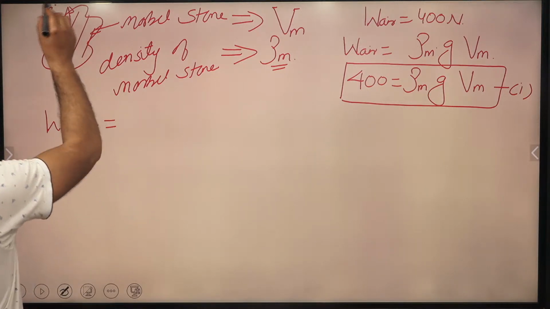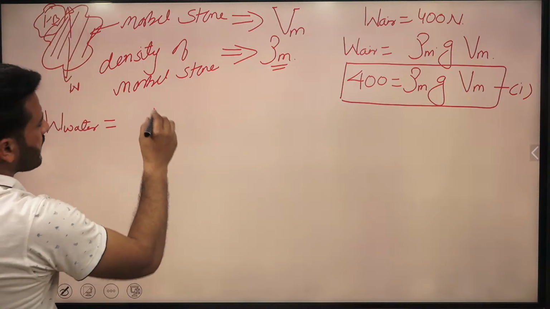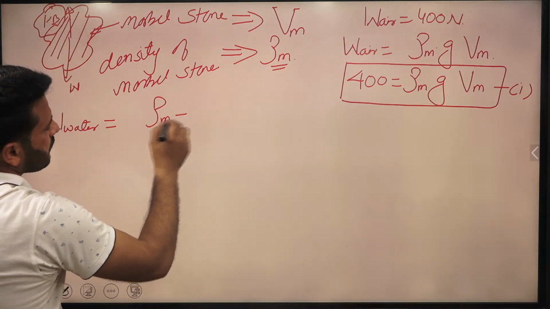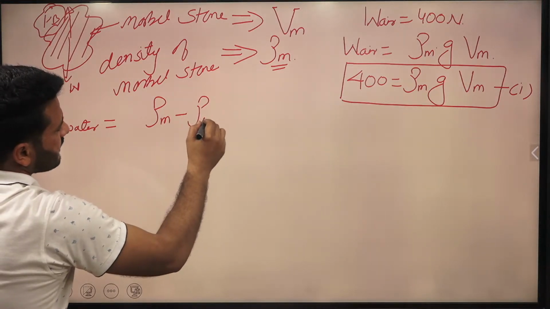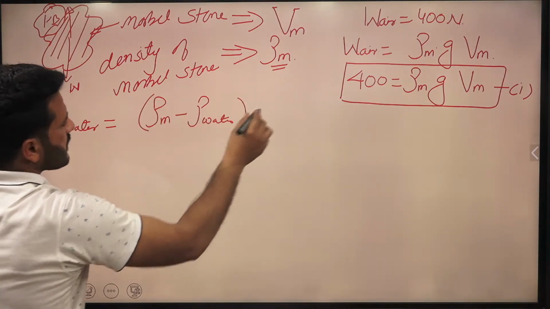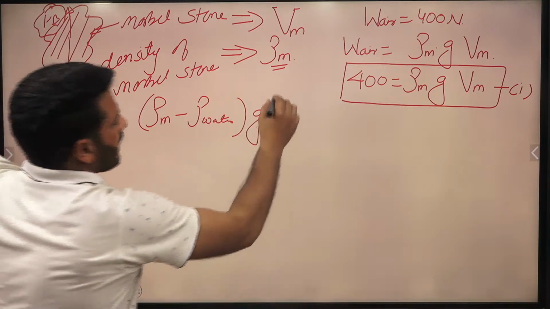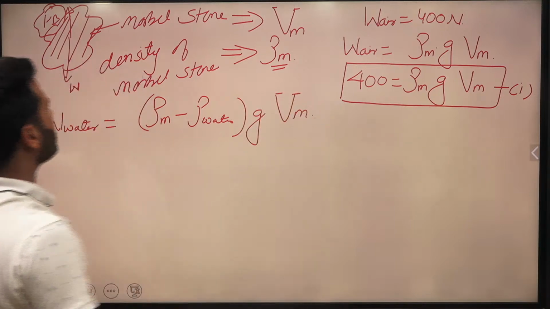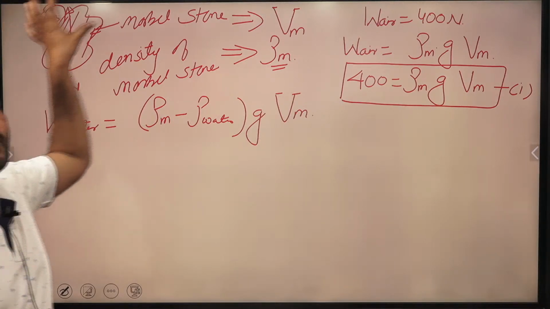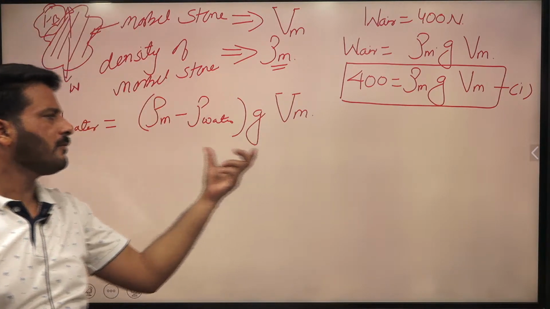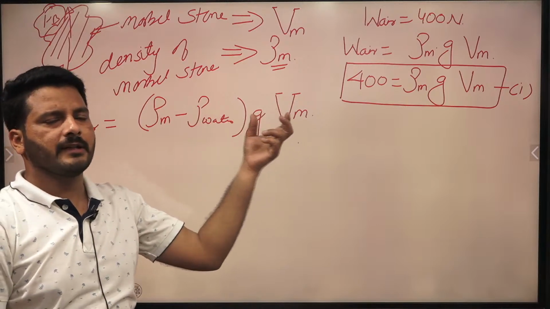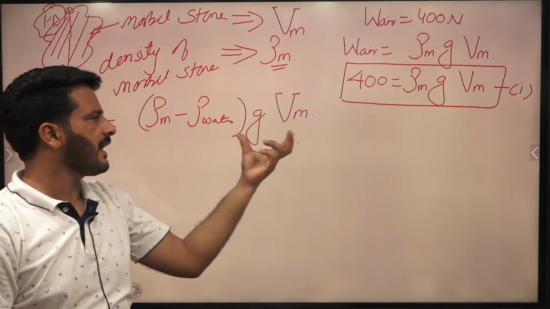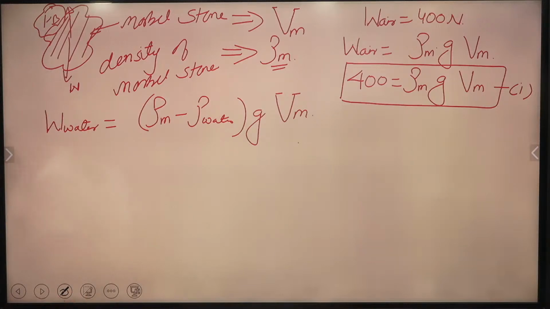The buoyant force exerted by water: what we are doing is mass density of marble stone minus mass density of water, into g, and the volume of marble stone as it is, because the volume of marble stone will be constant. It will displace a volume of water equal to the volume of marble stone. That displaced volume of water is multiplied by the weight density of water, so we are getting here the buoyant force.